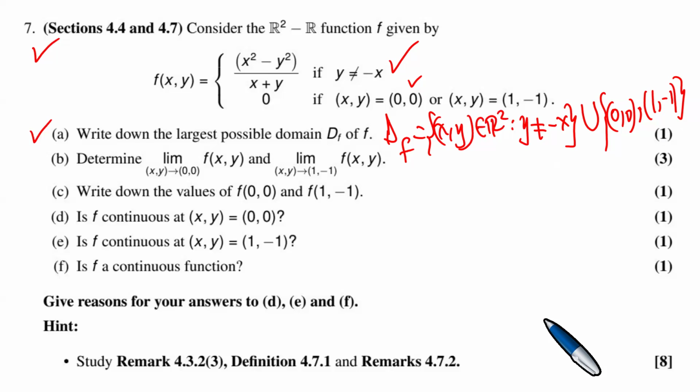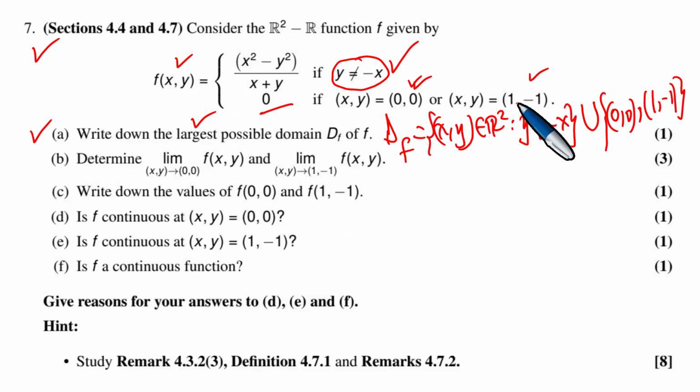Okay, this is what we have. What is the domain? But the largest possible domain. So we take the domain of f, D subscript f. It contains all the ordered pairs of x and y, because this is a function of two variables, and this is an element of R2 such that y is not equal to minus x. Union, right? We are joining these two, the 0, 0 and 1, minus 1.